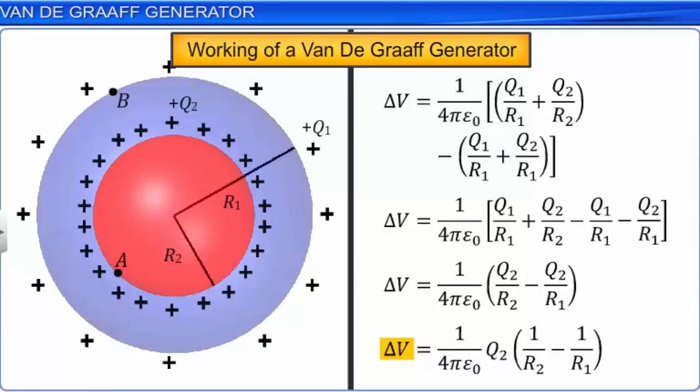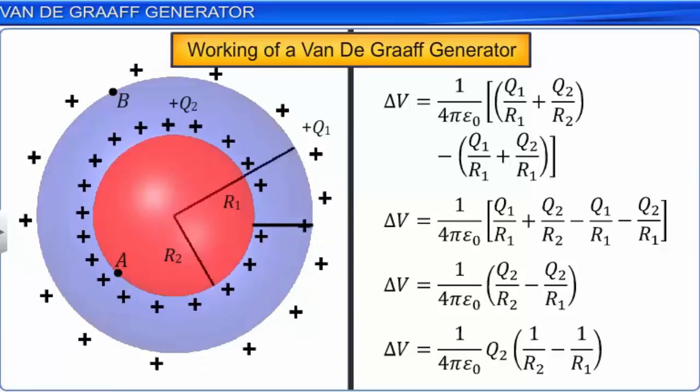This clearly implies that the potential at the inner sphere is greater than the potential at the outer sphere. From the expression for delta V, we also see that the potential difference between the inner and outer spheres is independent of the charge Q1 given to the outer sphere. If we now connect the inner sphere to the outer sphere, charge flows from the inner sphere to the outer sphere, since the inner sphere is at a greater potential as compared to the outer sphere.